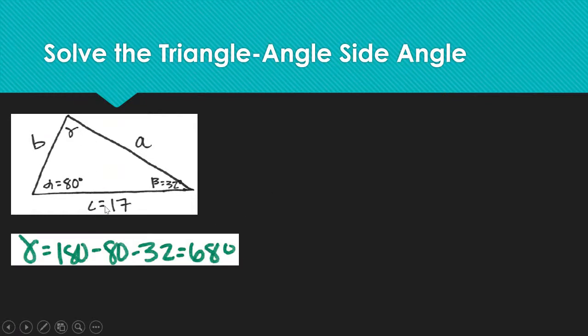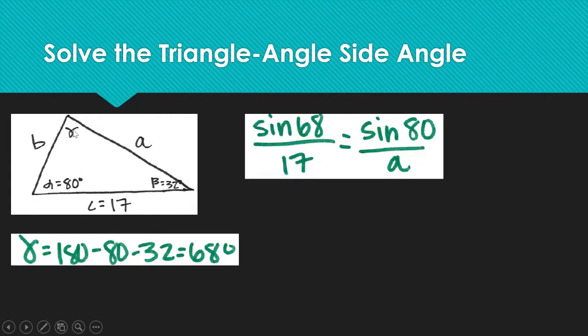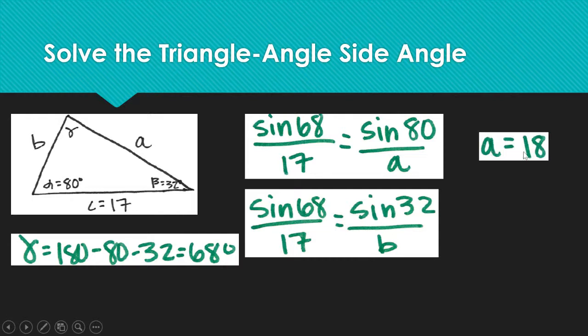So now I have that matching pair. I have an angle and a side across from each other, so I can use the law of sines. I'm going to say, okay, sine of 68 over 17 equals sine of 80 over whatever A is. Cross multiply: 17 times sine of 80 divided by sine of 68, and that gives me A is about 18. I do the same thing for B. Sine of 68 over 17 equals sine of 32 over B. 17 times sine of 32, divided by sine of 68, and B is about 9.7.